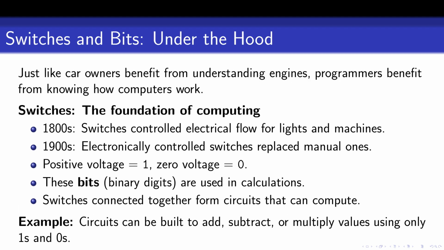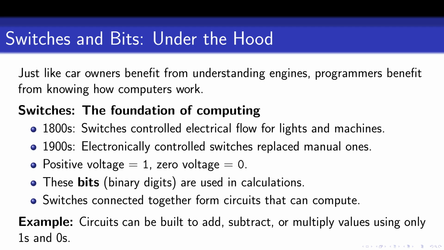Now let's go a level deeper into how computers actually work under the hood. Understanding this helps you appreciate why programming requires such precision. Let's start with the switch, one of the most basic elements of computing. Back in the 1800s, switches were used to control electrical circuits for lights and machines. Then, in the early 1900s, engineers developed electronically controlled switches, which could be flipped on and off automatically, not just manually. A high voltage represented the number 1, and 0 voltage represented 0.